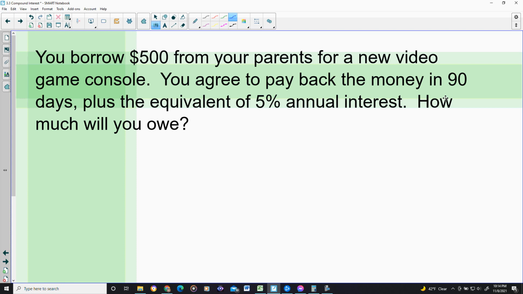You borrow $500 from your parents for a new video game console. You agree to pay back the money in 90 days, plus the equivalent of 5% annual interest. Okay, how much will you owe?